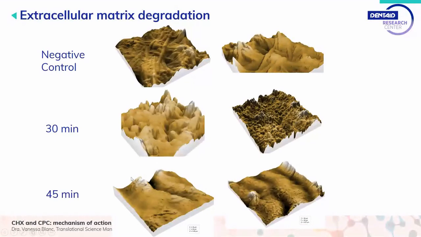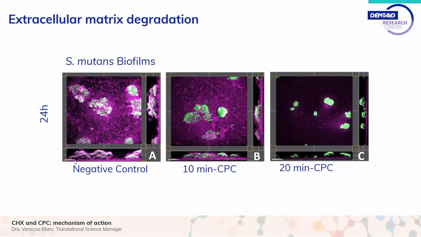Well, then we thought about the extracellular matrix hyperproducing bacteria. Okay, we see that CPC was really good at eliminating the extracellular matrix. So our challenge was to see if the CPC can degrade the matrix produced by Streptococcus mutans, that you know is a hyperproducing matrix bacteria.